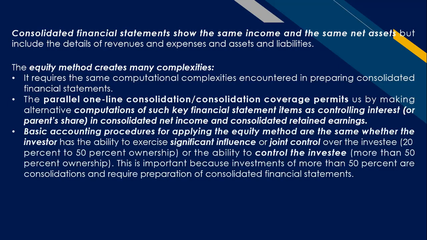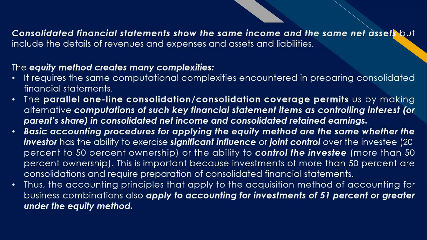Basic accounting procedures for applying the equity method are the same whether the investor has the ability to exercise significant influence or joint control over the investee, 20% to 50% ownership, or the ability to control the investee, more than 50% ownership. This is important because investments of more than 50% are consolidations and require preparation of consolidated financial statements. So this refers to investments of more than 50%.